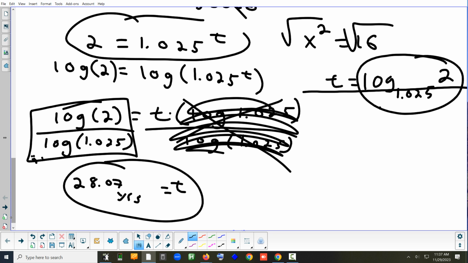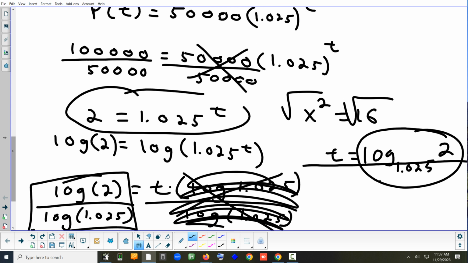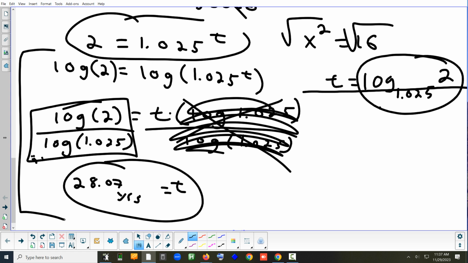It is a shortcut. But if you understand what I did right here, taking the log of each side, putting the T in front, and then dividing by it, that will give you the answer. So all you need to understand is what's right here. If you don't, ask me, we'll look at it again. And that's just to find the variable? That's to find the variable, yep.